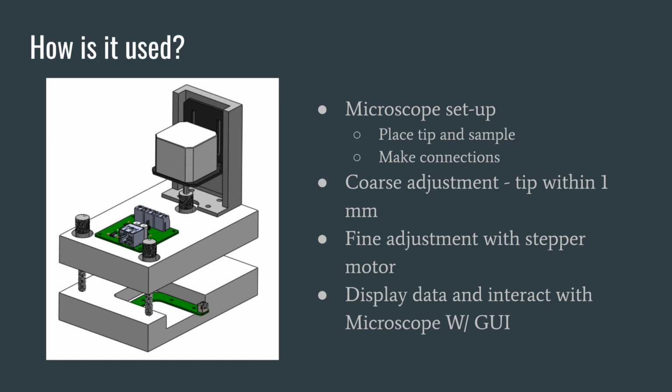In order to use the electron-tunneling microscope, first, it must be set up by placing the tip and sample and making connections. Then, coarse and fine adjustments are performed. Finally, the user must interact with the GUI to control the microscope and collect data.